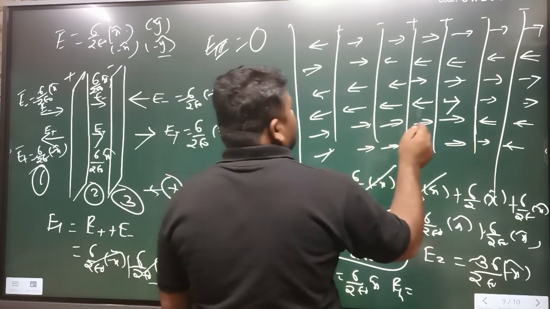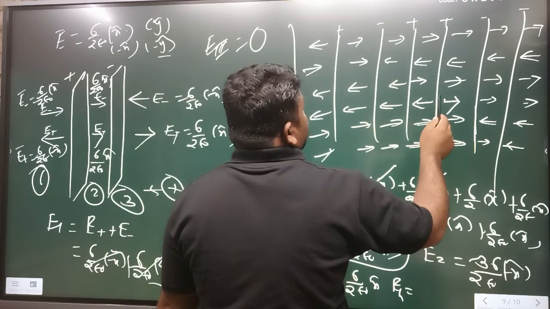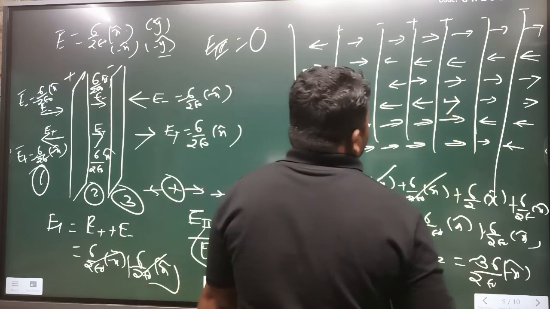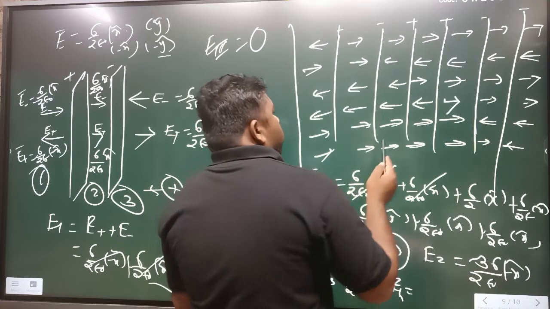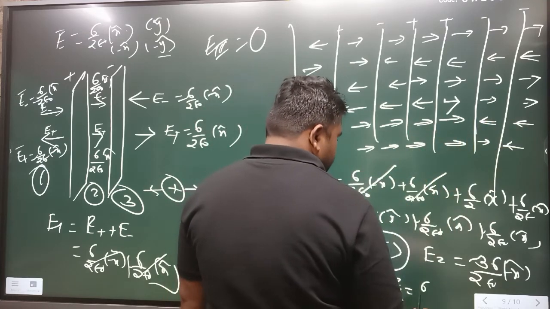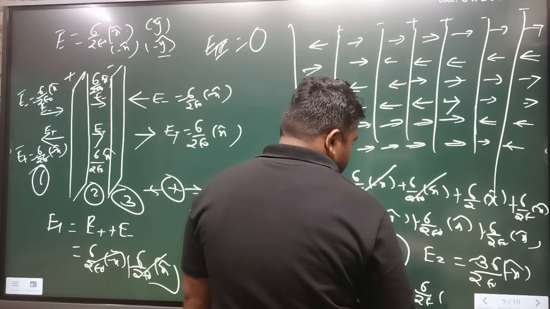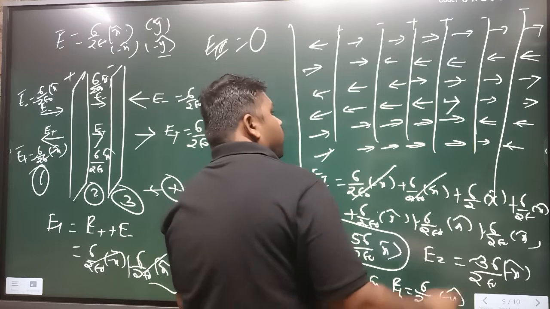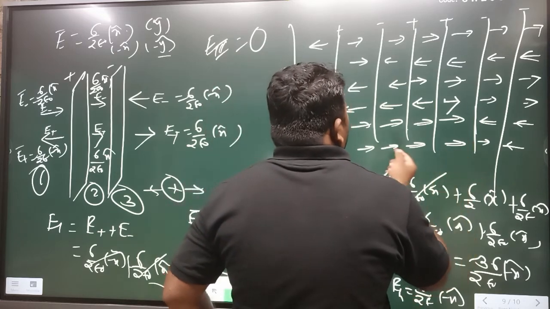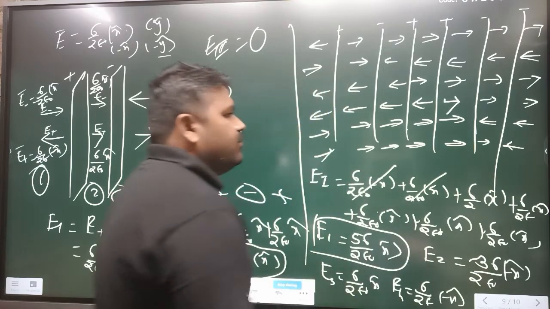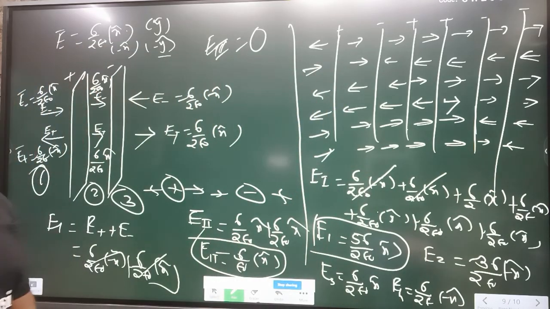E4, 1, 2, 3, 4. In the fourth region, sigma by epsilon naught minus x cap. 1, 2, 3 positive, 4 negative, means sigma by 2 epsilon naught minus x cap. Minus x cap. 5: 1, 2, 3, 4, 5 positive, 2 negative, 5 positive, 2 negative, 3 positive. Means 3 by 2 sigma by epsilon naught.